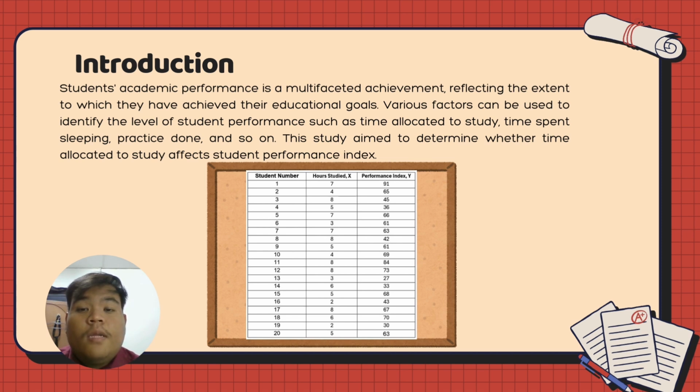So, student academic performance is a multi-phase achievement that reflects the extent to which they have achieved their educational goals. Various factors can be used to identify the level of student performance, such as time allocated to study, time spent sleeping, practice done, and so on. The study aims to determine whether time allocated to study affects the student performance index. We have 20 observations of students, and we would like to clarify that our X is study and our Y is the performance index.